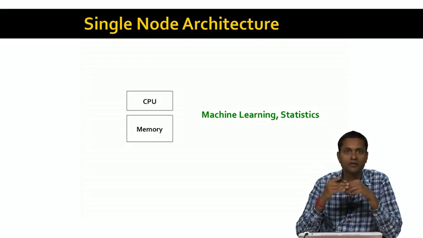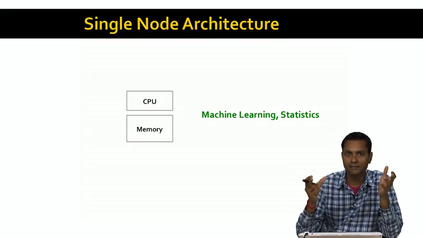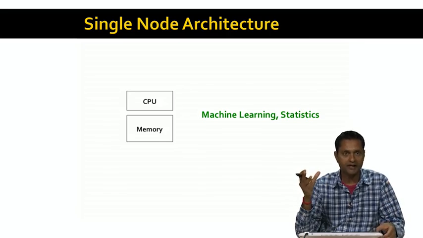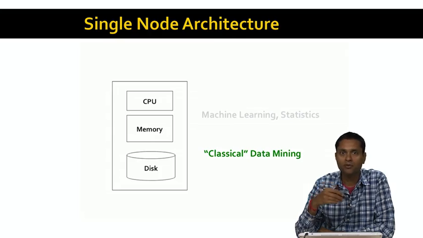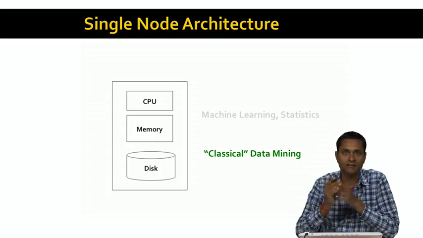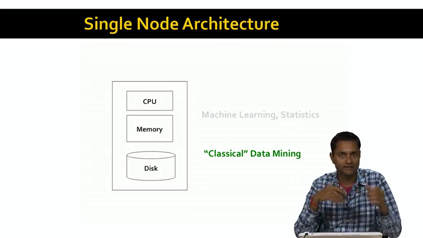Right? Now, what happens if the data is so big that it can't all fit in memory at the same time? That's where data mining comes in. And classical data mining algorithms look at the disk in addition to looking at CPU and memory. So the data is on disk. You can only bring in a portion of the data into memory at a time, and you can process it in batches and write back partial results to disk. And this is the realm of classical data mining algorithms. But sometimes even this is not sufficient. Let's look at an example.